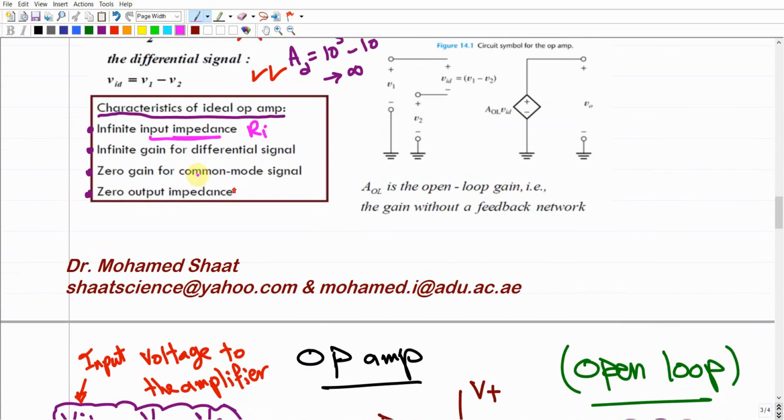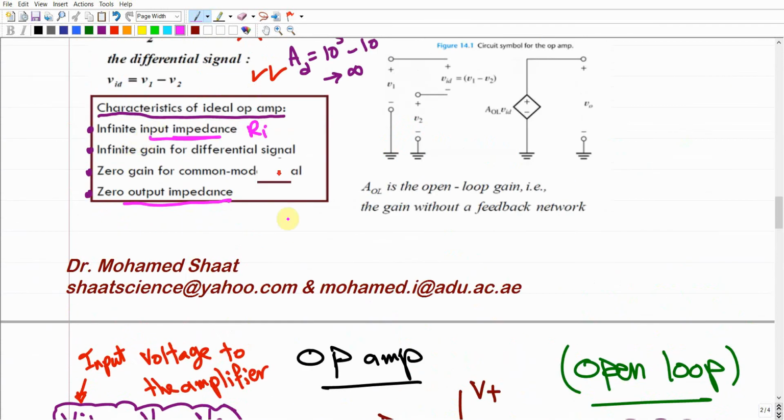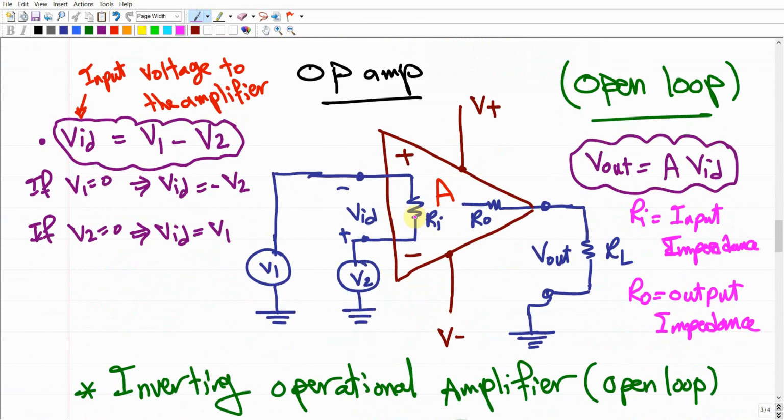Okay, this is the output impedance. For the ideal amplifier, this output impedance, this R output, should be 0. I'm going to let you know why 0, while the input impedance should be tending to infinity. So why do we need R input to tend to infinity? We need it to collect all of these two signals, or in other words, to collect the difference between V1 and V2.